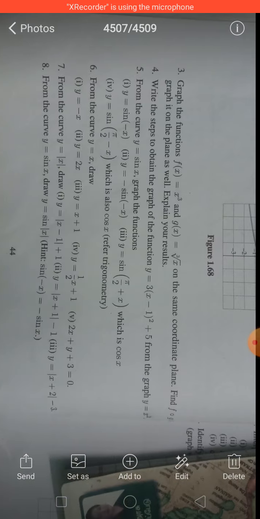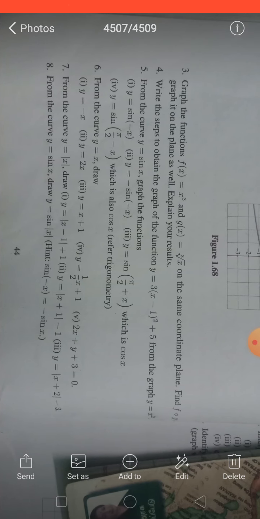Okay, exercise 1.4. Look at the sixth sum. From the curve y is equal to x, draw y is equal to minus x, y is equal to 2x, y is equal to x plus 1, and so on. We have already seen the first two and then three. So the sixth one I'm going to do now.